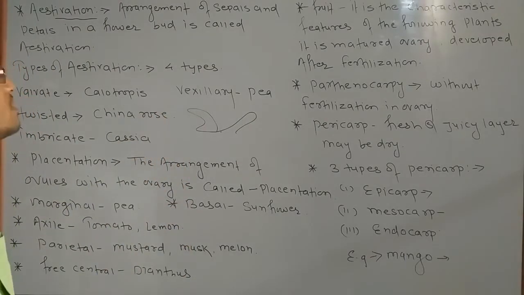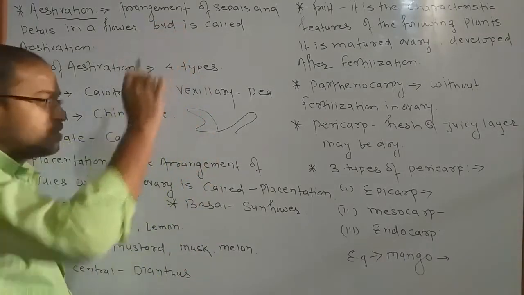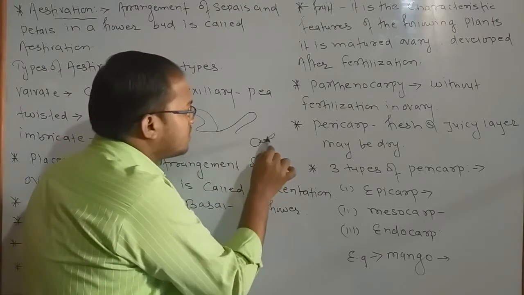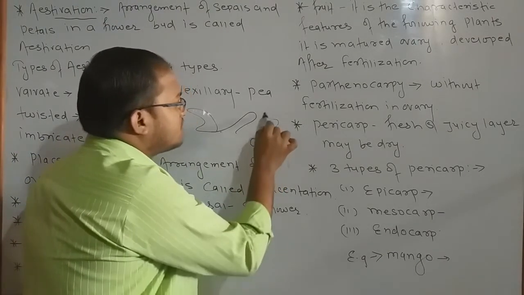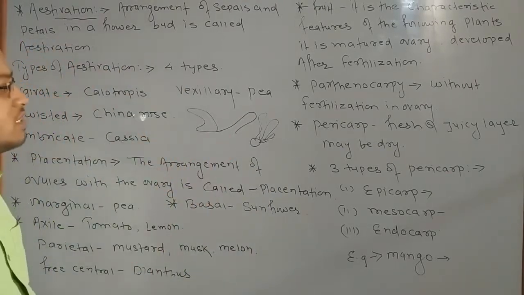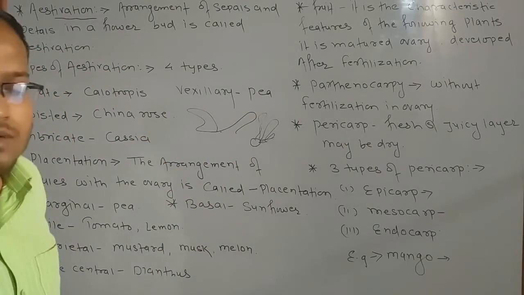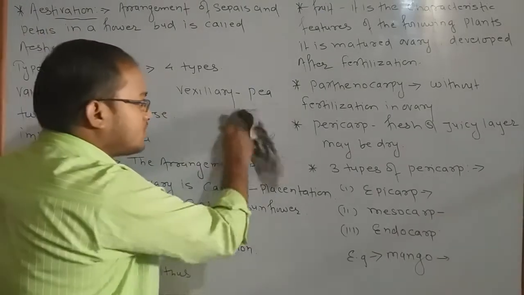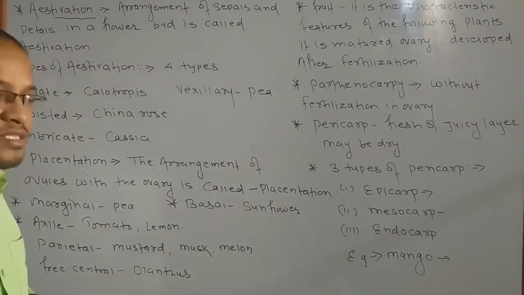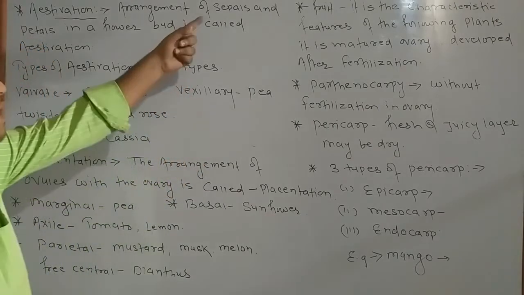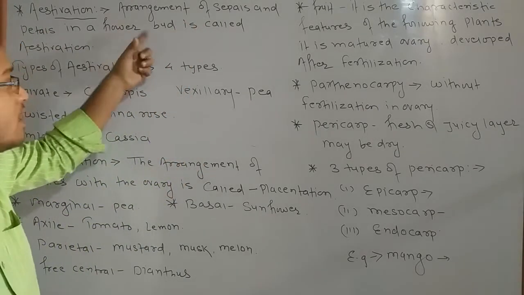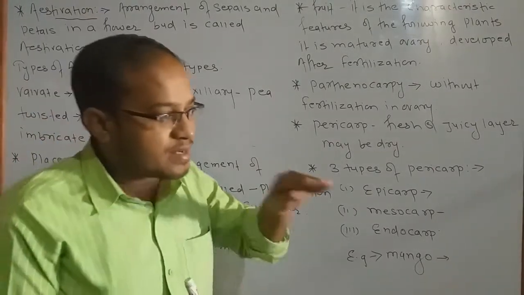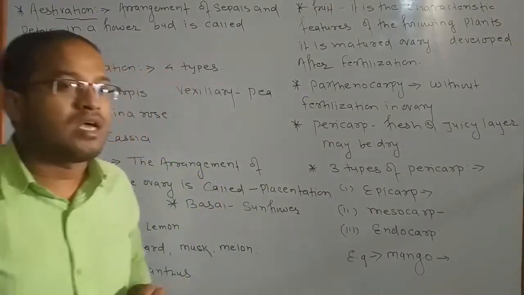So in a flower bud, the sepals come out first and after that the petals come out. That is called estivation. Okay, this is a very important and most important topic for exam purposes. So estivation means there is a proper arrangement of sepals and petals in a flower bud. The arrangement of sepals and petals on the flower bud is called estivation.